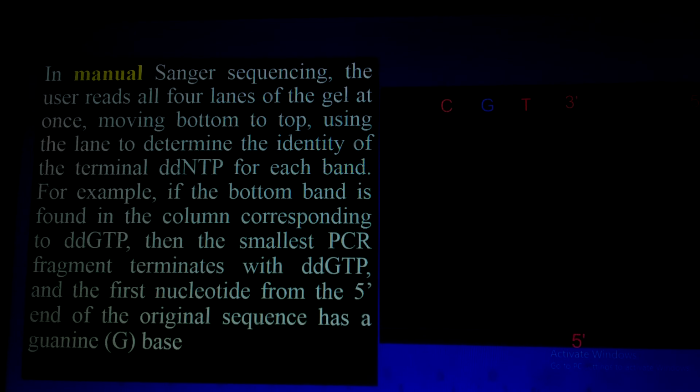You can see here, this is G and this complementary base is C. Is it clear to you? So the DNA fragment starting from the 5' end, its complementary will be this. So the unknown sequence is this. You can easily observe the unknown sequence from that gel.